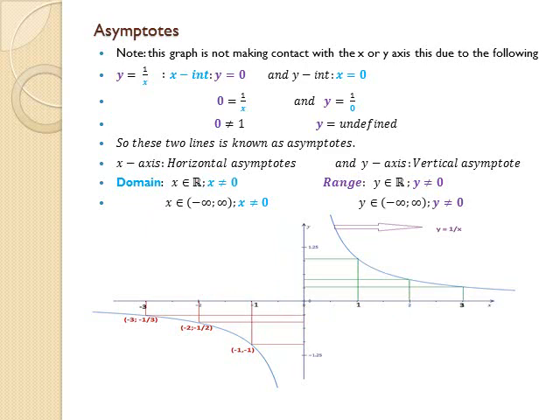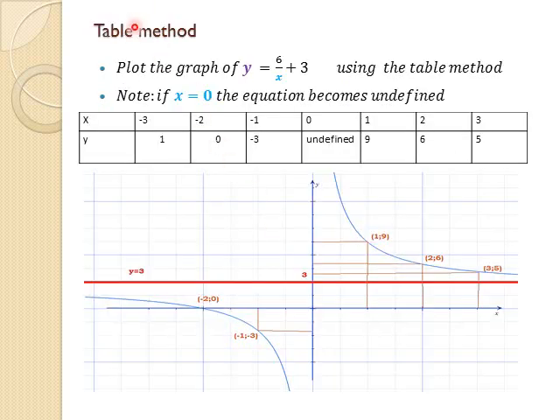Right, draw another. Now again, table method. Plot the graph of y equals 6 over x plus 3. Again, x is a denominator, so therefore I know I'm drawing a hyperbola. Again, if x equals 0, 6 divided by 0 is undefined, so there x equals 0 is undefined. Now we choose the values 1, 2, 3, and minus 3, minus 2, minus 1.